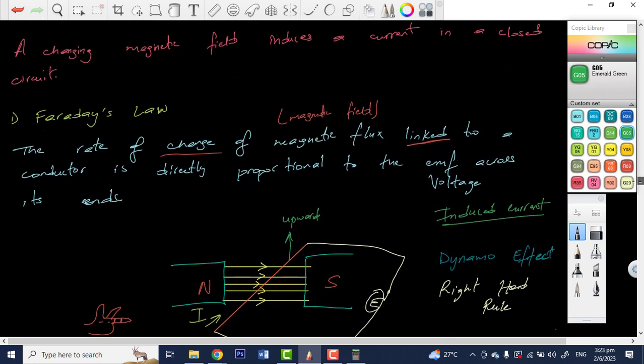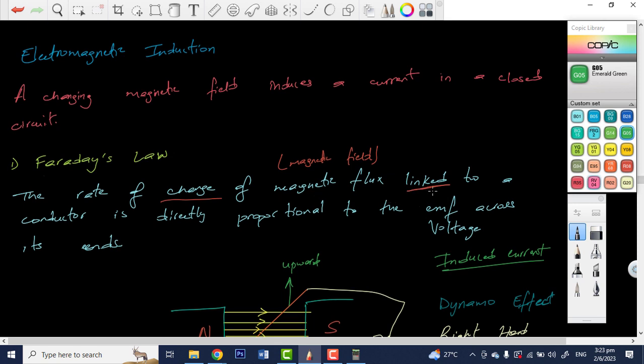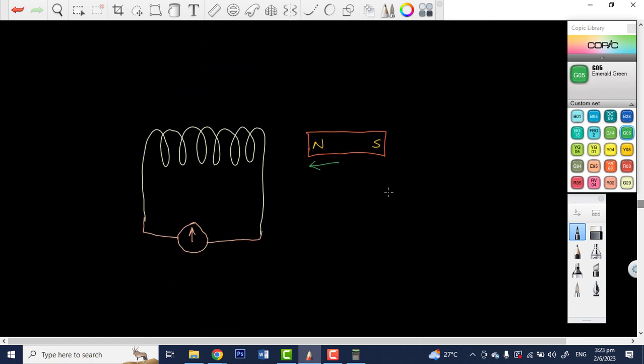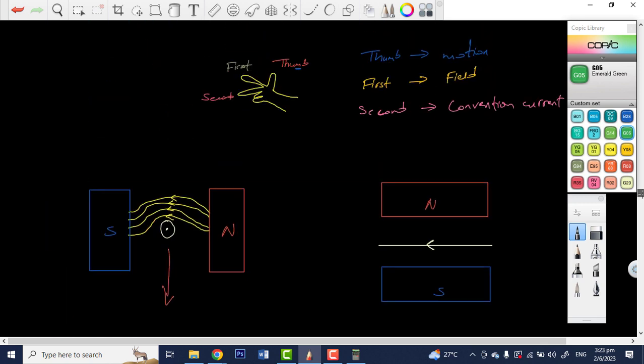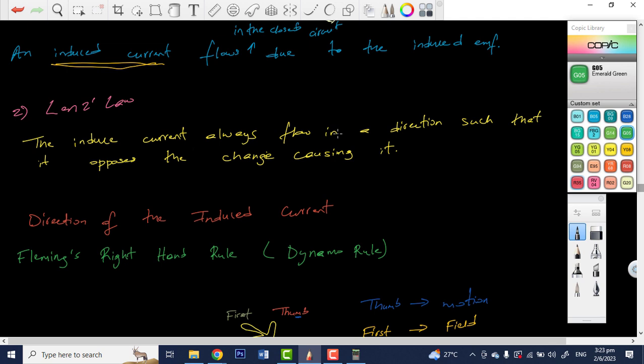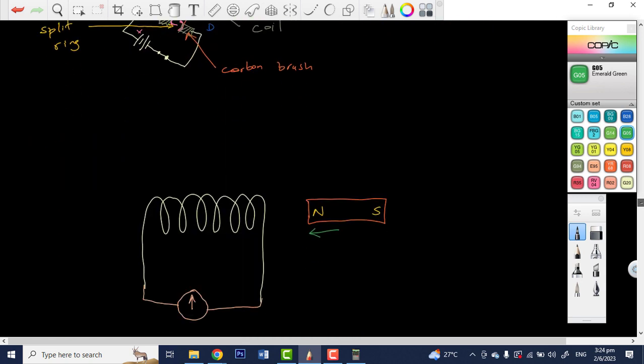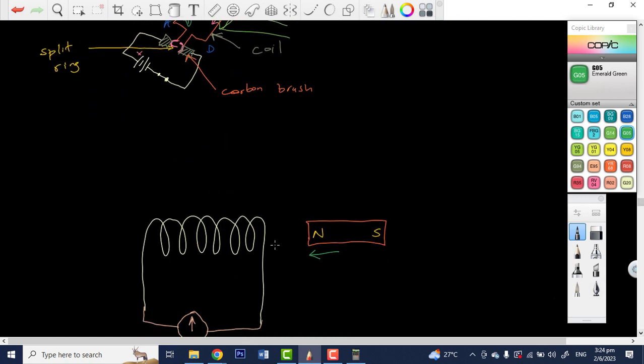Now again, from Faraday's law, the rate of change of magnetic flux linkages is directly proportional to the EMF, and that EMF will induce a current. So as we bring this magnet close to this solenoid, it's going to cause an induced current. Based on Lenz's law, the induced current will always flow to oppose the change causing it. We bring the bar magnet in, it induces a current, and the current will flow to oppose the bar magnet going close to it.